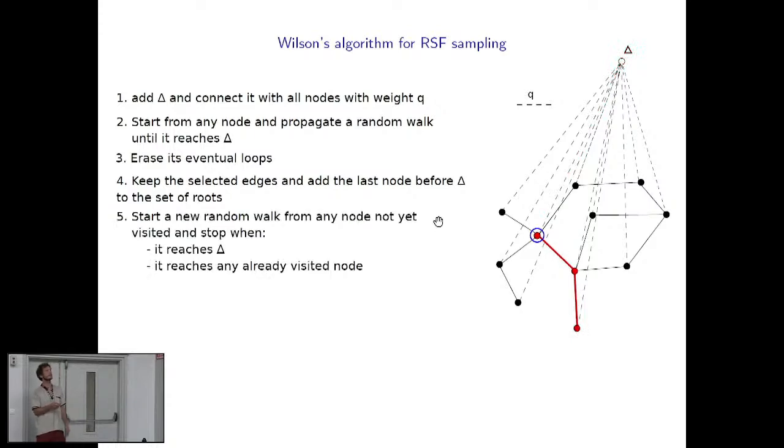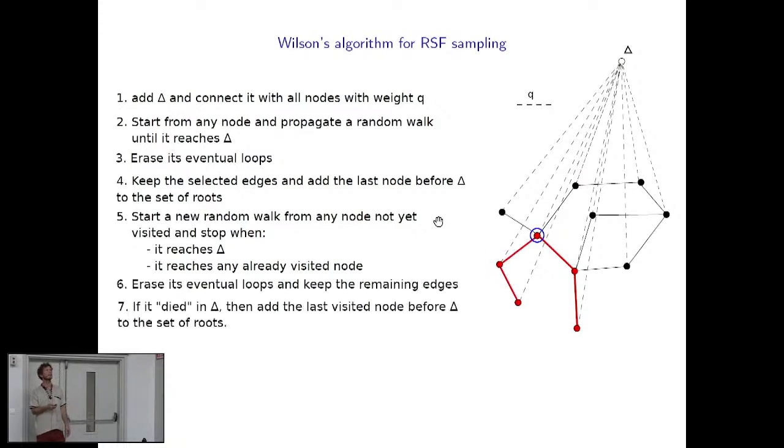And then I iterate this. I do another random walk. I start anywhere that I didn't visit yet, that is not in red or in blue here. I start here, for instance, and I do my random walk until either it reaches delta again, or it reaches what I've sampled already. In this case, I reach something that I sampled, so I stop here, and I iterate this process. After erasing the loops, there were no loops here, so no problem. So I iterate, I start here, and I do my random walk.